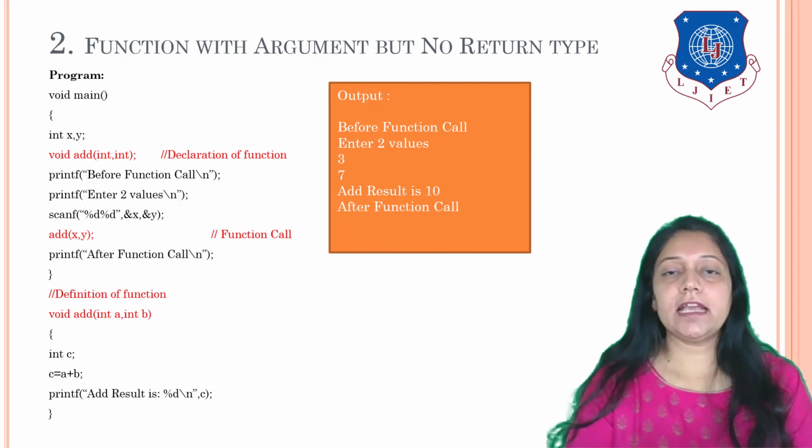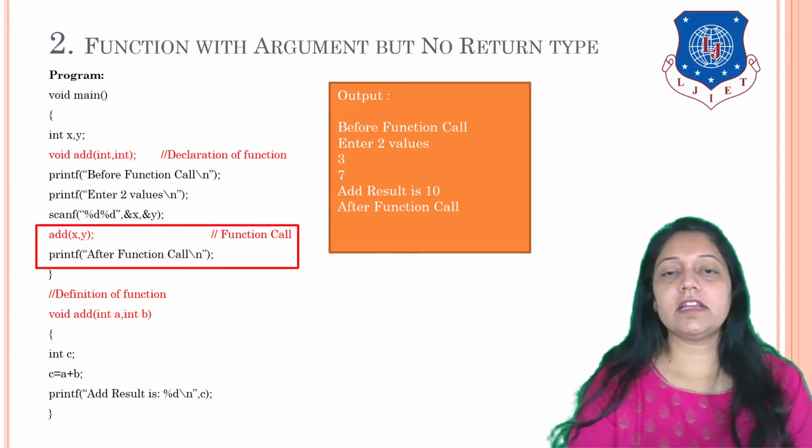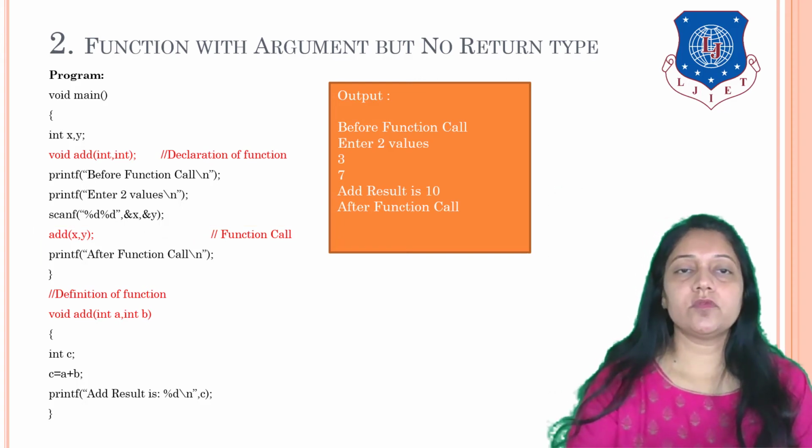And after executing every statement of this function add, the control will go to the next line of the function call. What is our next line of the function call? That is printf "after function call". So that would be displayed onto the screen. So this was about the second category of the function.